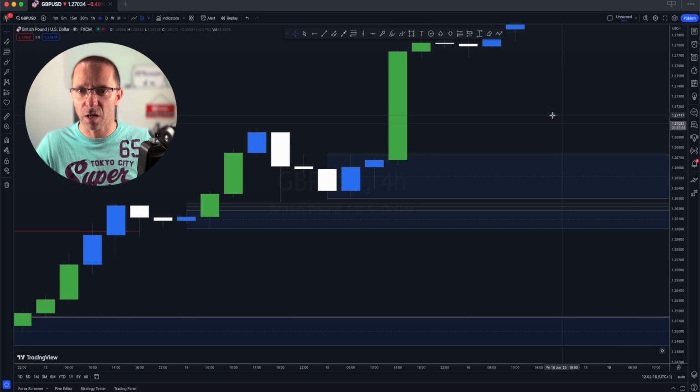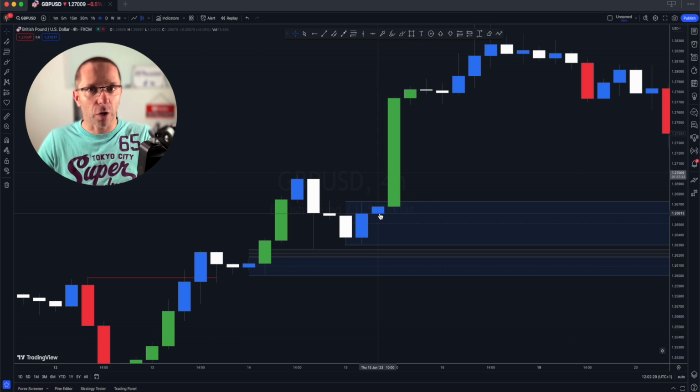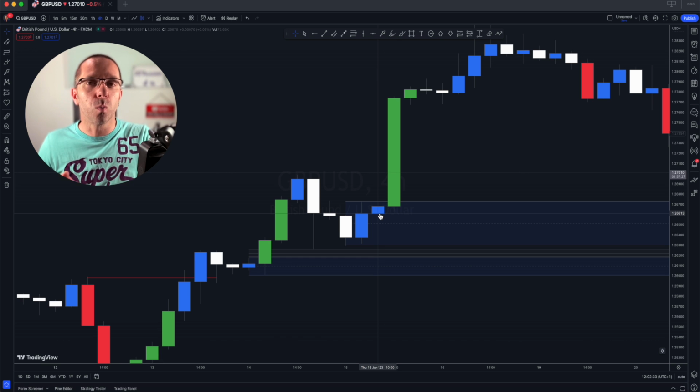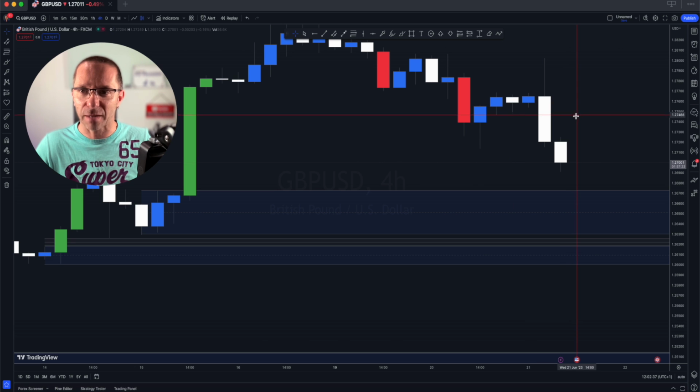Let's just bring the chart a bit smaller. What do we have above here? We have an area of imbalance again, left over imbalance, leaving that as an optimized area of demand. I will show you examples of demand zones and supply zones in a moment as well, that I would not be looking to take a trade from. So we can see that market is now pulling back to where?